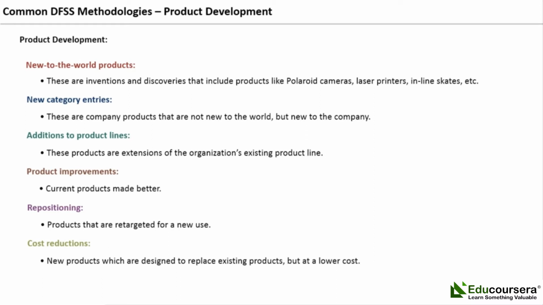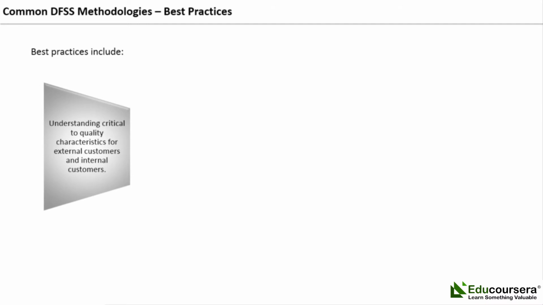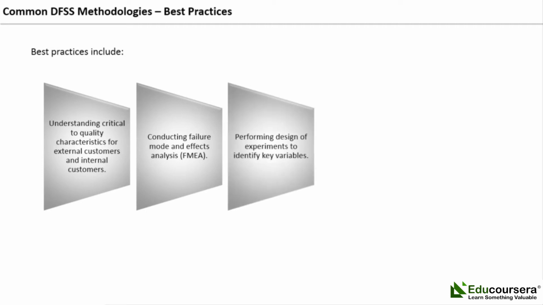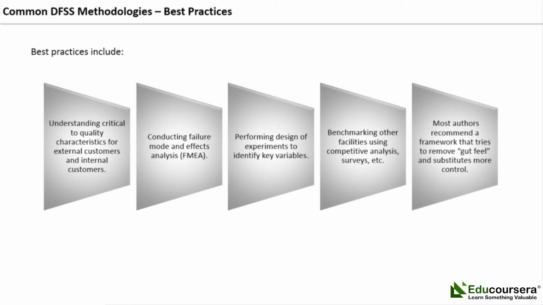The product design development process is described as designing for Six Sigma using the product development process. Best practices include understanding critical to quality characteristics for external customers and internal customers, conducting failure mode and effects analysis (FMEA), performing design of experiments to identify key variables, benchmarking other facilities using competitive analysis, surveys, etc. A standardized approach has not yet been established, but most authors recommend a framework that tries to remove gut feel and substitutes more control.